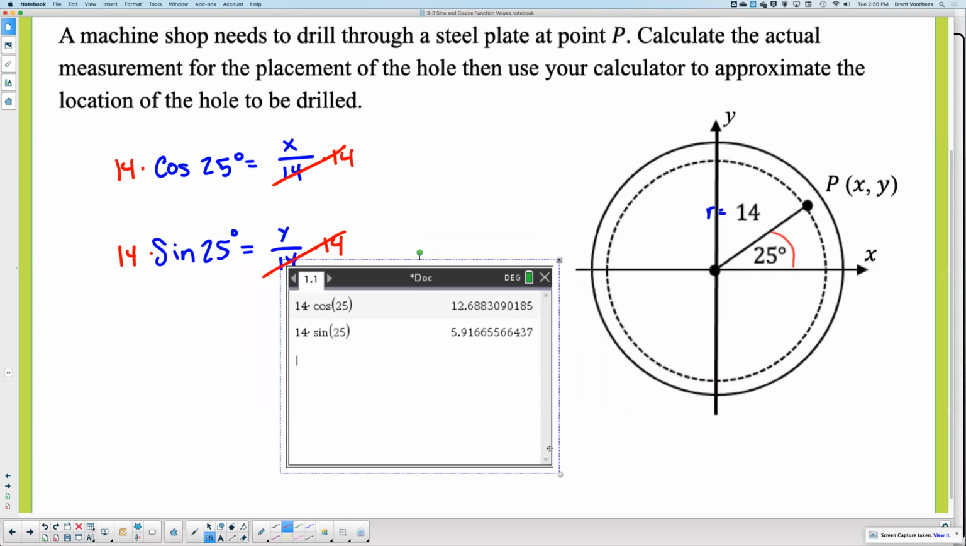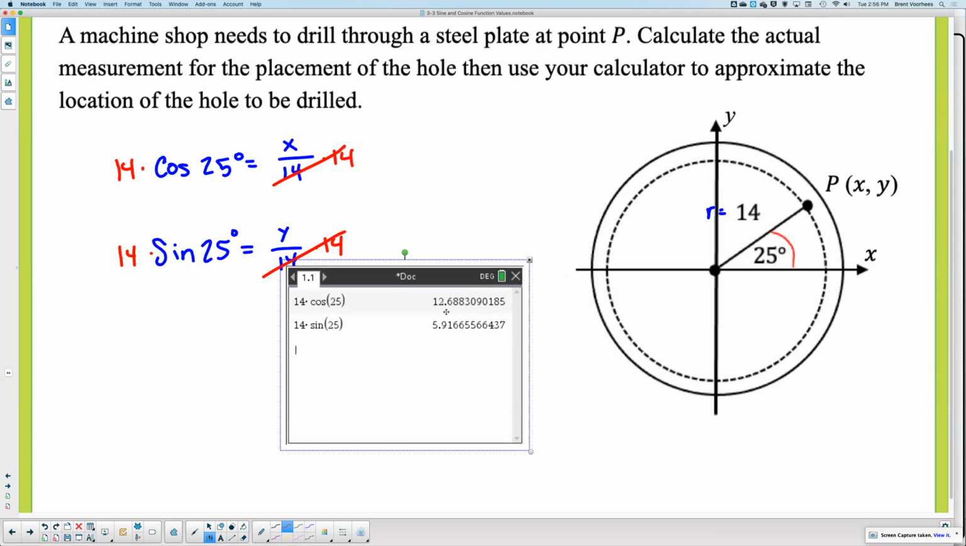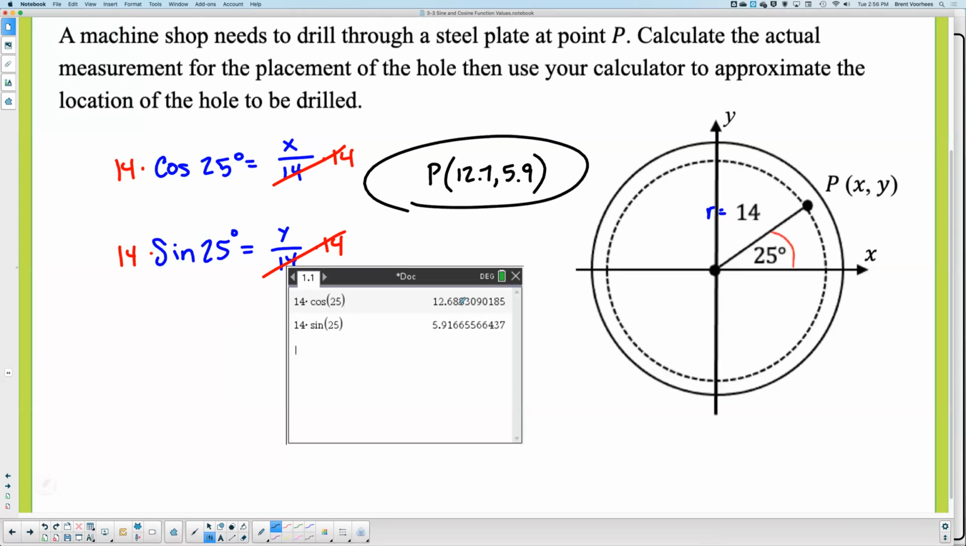And let's see, it says approximate. So I'll go to nearest tenth here. I'll say this point is roughly 12.7. I'm going to approximate 12.7 comma 5.9. Okay, that would be my value there.